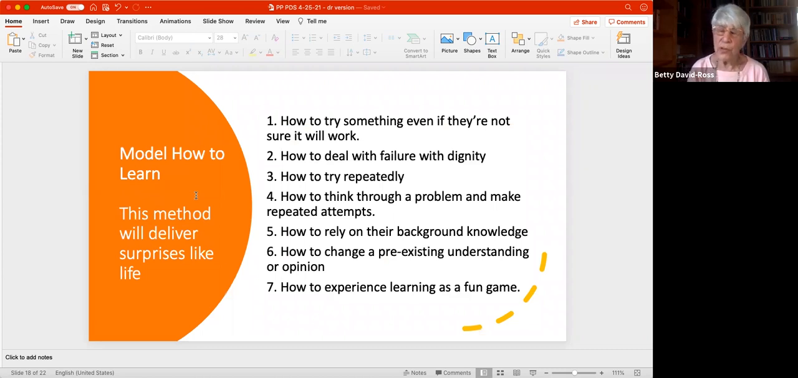When you're doing this, you're also modeling how to learn. And as with all learning experiences, including ours, you'll be surprised because you'll be dealing with things that aren't nailed down already. So what are you modeling? How to try something even if they're not sure it's going to work. How to deal with failure with dignity.